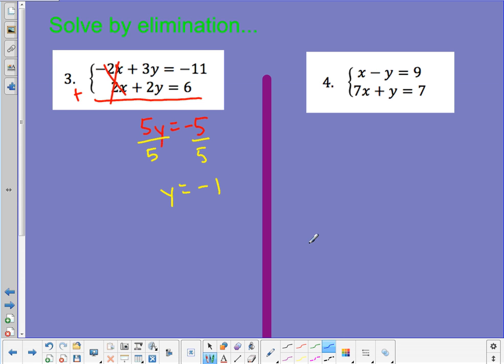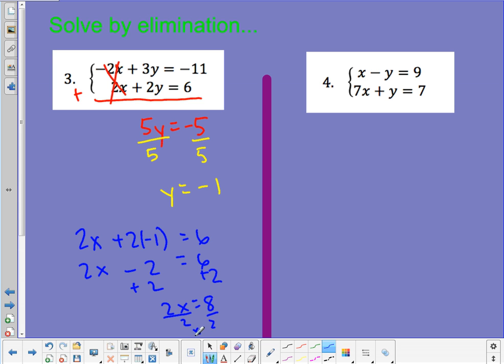Then plugging that back in, I'm going to use the bottom equation just so I get rid of that negative in front. It doesn't really matter, but just to help me out a little bit, I have 2x plus 2 times negative 1 equals 6. That's 2x minus 2, because 2 times negative 1 is negative 2, is equal to 6. Add the 2, and I have 2x equals 8, divided by 2, and x equals 4. So I've got x equals 4, y equals negative 1, and I write those out as an ordered pair, 4 comma negative 1.